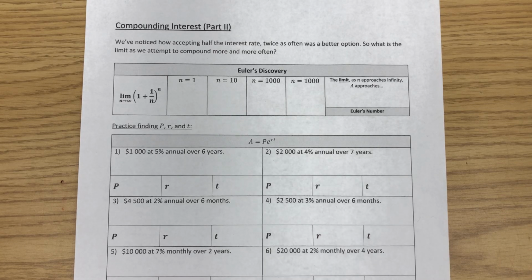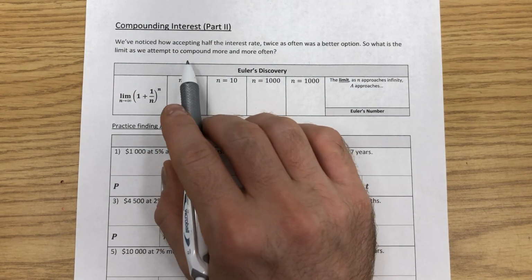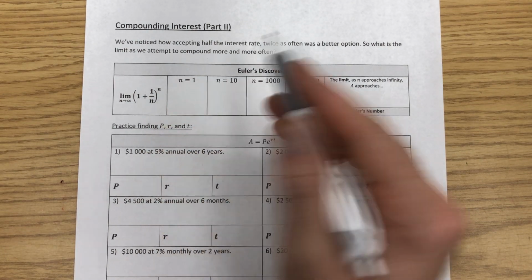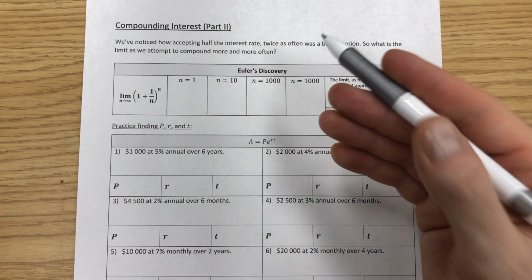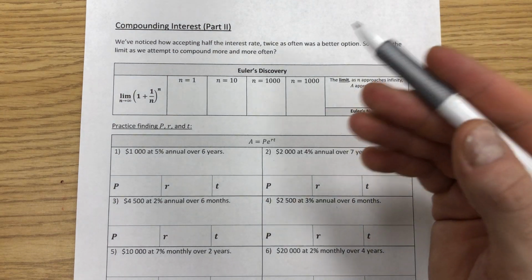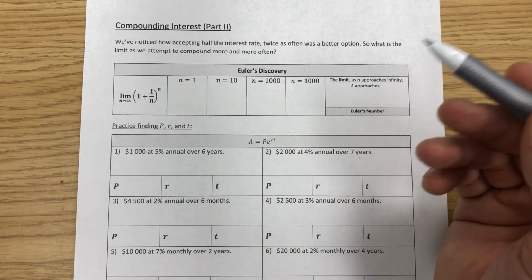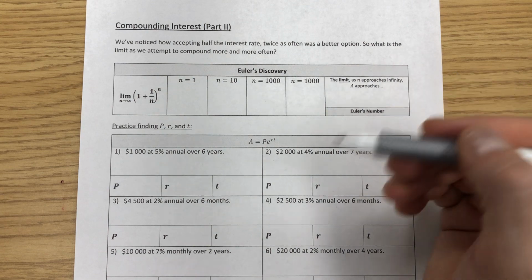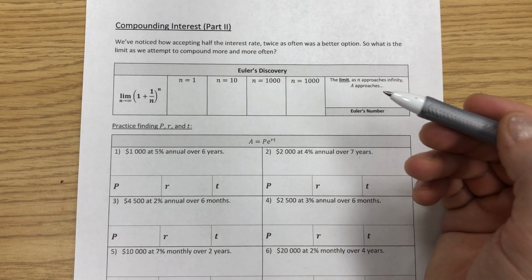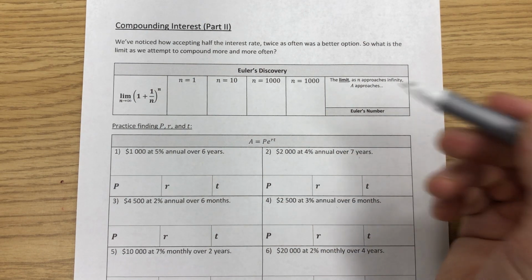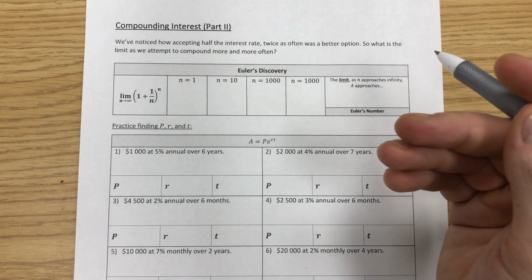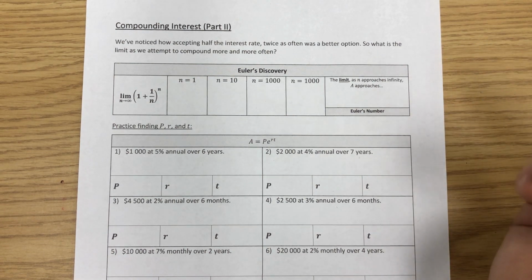So today we're going to be going over compounding interest part 2. We've gone over previously how compounding works. We talked about if we take a lower percentage, maybe not 1% a year, but maybe 0.5% twice a year or 1/3% 3 times a year, we make more money because we have more opportunities for our interest to make interest.